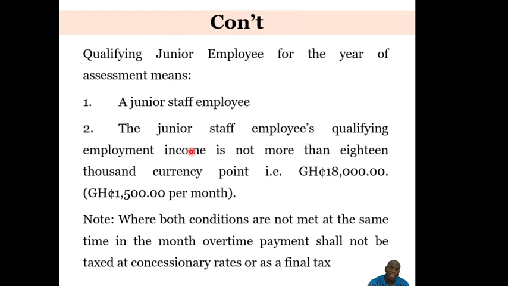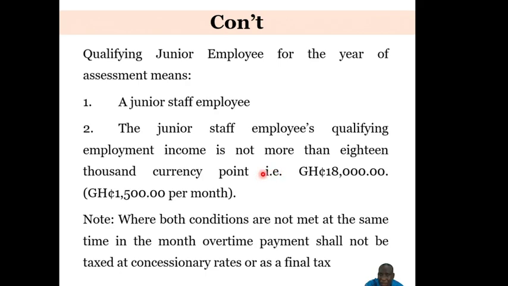qualifying employment income. Here, when students are writing, they say qualifying basic salary. No, your total qualifying employment income. The total qualifying employment income is your total income from employment, including the overtime figure. It should not be more than what? 18,000 cedis for the year. Or that's 18,000 currency points. A currency point is 1 Ghana cedi.